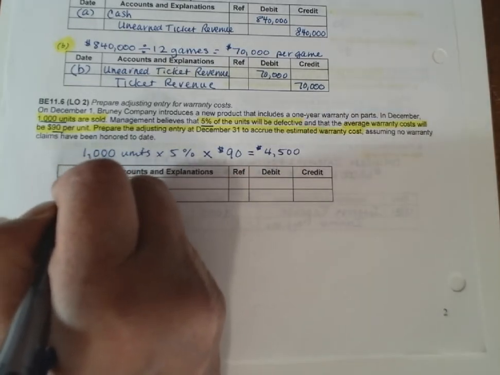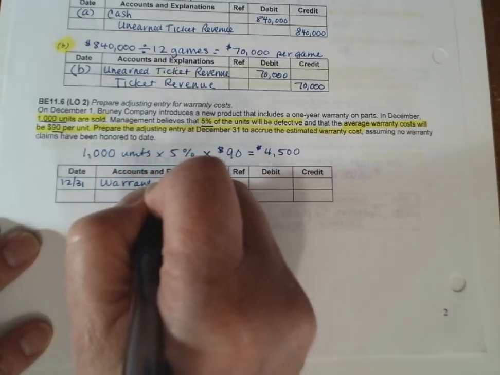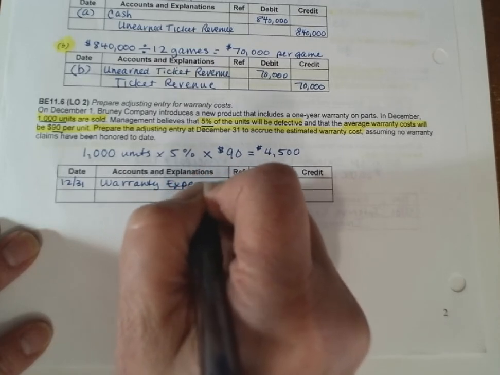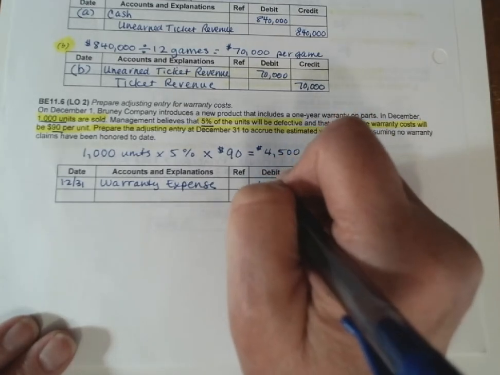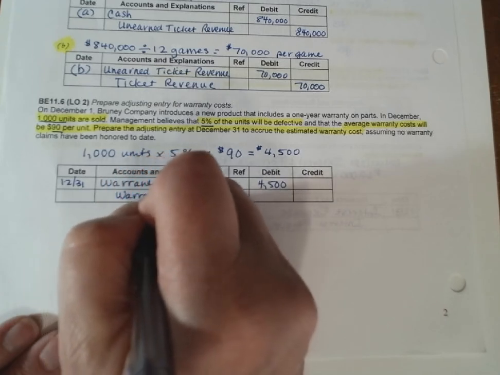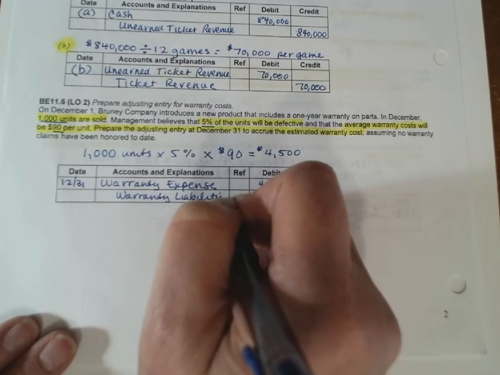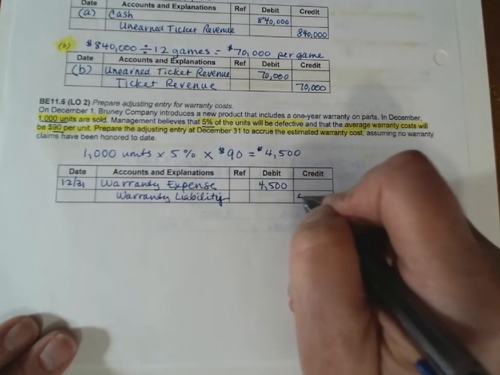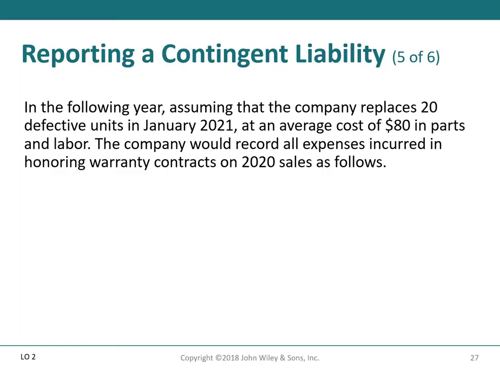It's December 31st. We're going to debit warranty expense, and we're going to credit warranty liability, for the same $4,500. Okay, so that is warranty costs. Let's move on to our next learning objective.